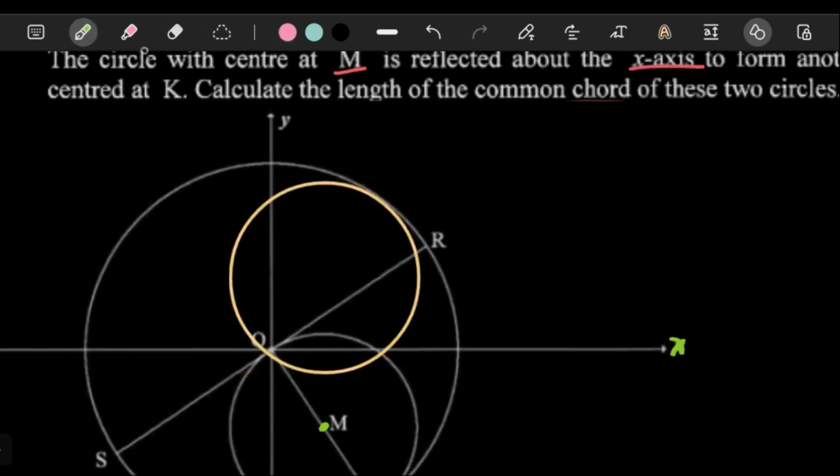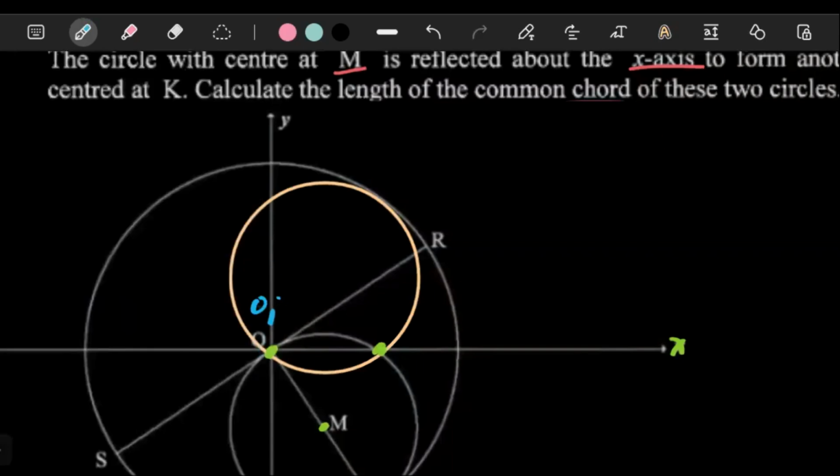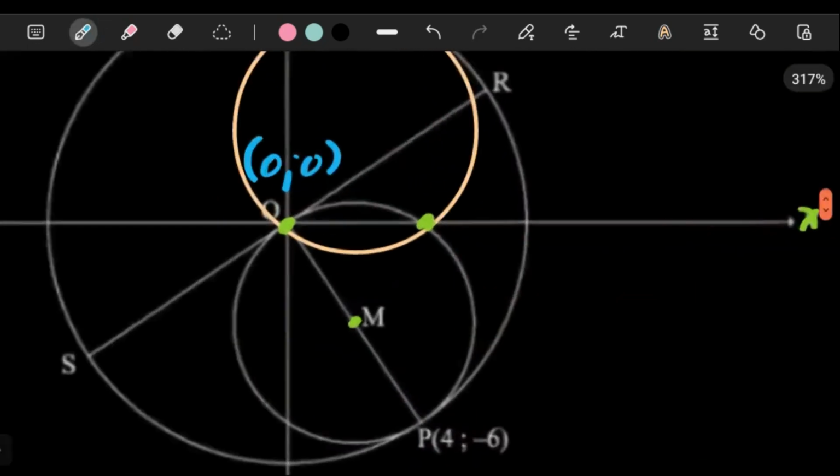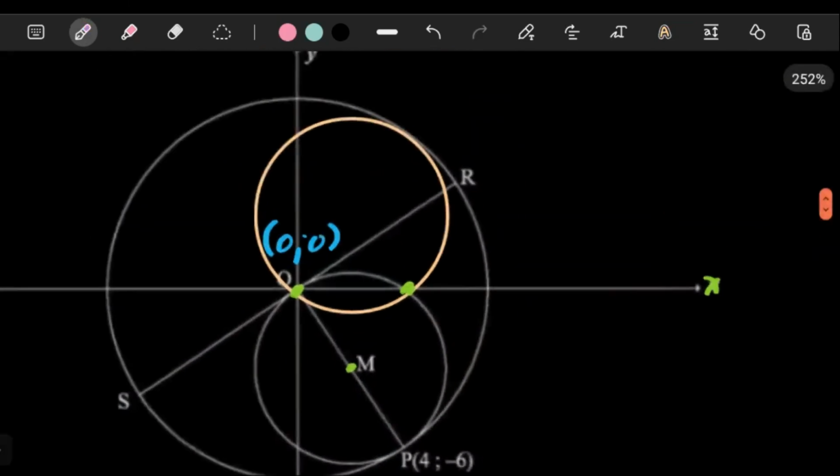So these touch at 2 points. They touch at the origin and whatever that other point is. So this is the origin, 0 coordinate 0. We don't know what the other point is, let's hope we won't have to care. As long as it's a reflection about the x-axis, the center M is going to be reflected downwards to the new center.